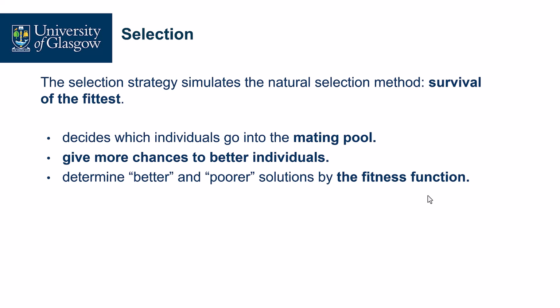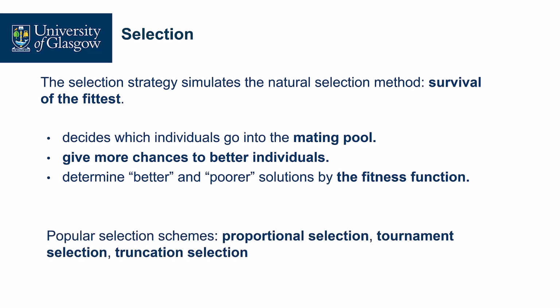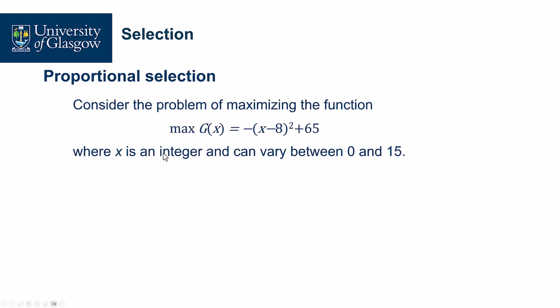When we know the fitness, we can do the selection. There are several kinds of selection methods. Here I list a few of them: the proportional selection, the tournament selection, and the truncation selection. Later we will talk about the proportional selection. Let's see the same problem as in the last session.